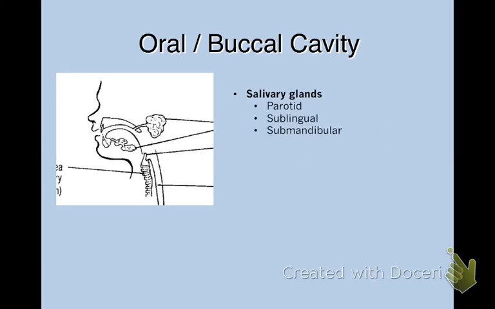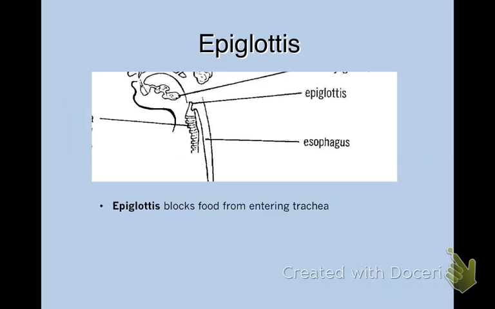And then also I wanted to point out the salivary glands, and we have the parotid, sublingual, and submandibular. I know that we learned these in anatomy, but it's good to remember that there are 3 salivary glands. The epiglottis is an important unit, and the epiglottis is right here, and I think we remember that part, but it separates the trachea from the esophagus and blocks food from entering the trachea.